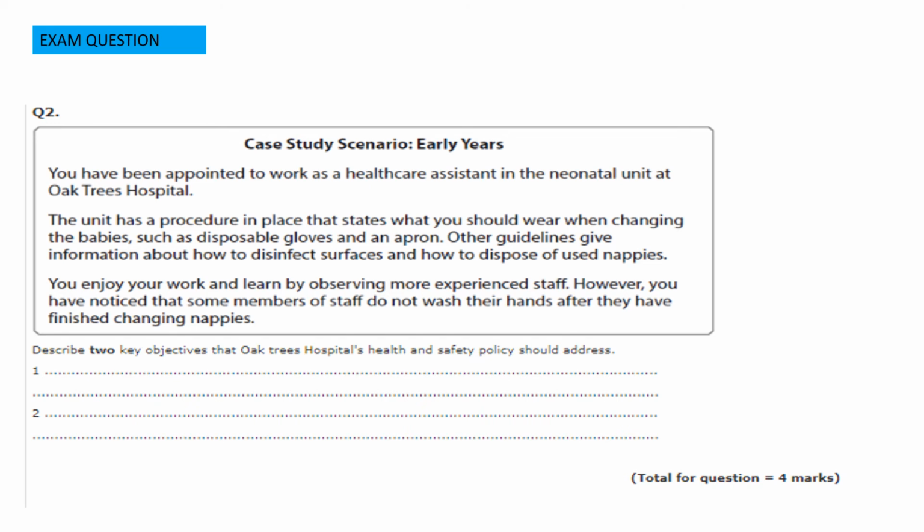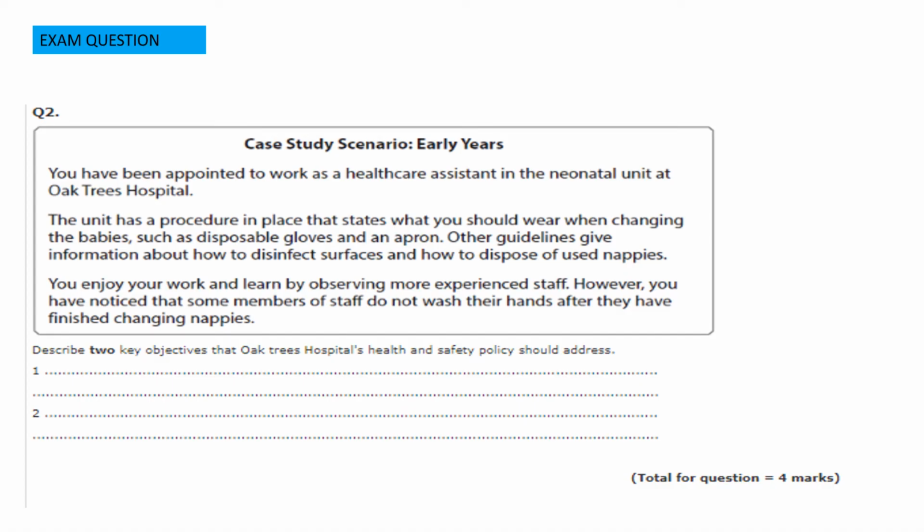I want you to think back about health and safety policies. Quickly Google it if you need to, have an example of a health and safety policy in a hospital or even in a neonatal unit. Even have a little look at your revision guides. Describe 2 key objectives that Oak Trees Hospital health and safety policy should address. What should be in their health and social care policy?